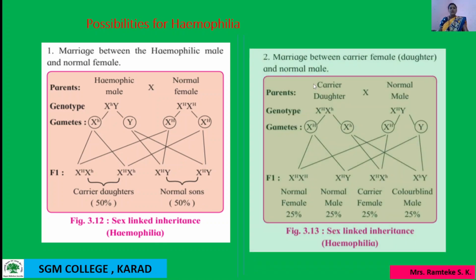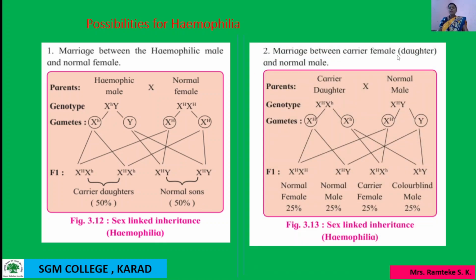Then another possibility is a marriage between a carrier female and a normal male. At that time we find a normal female 25%, normal male 25%, carrier female 25%, and a hemophilic male also 25% as the possibilities.